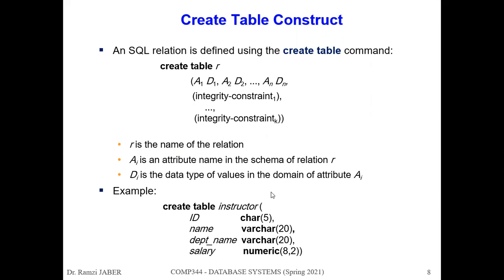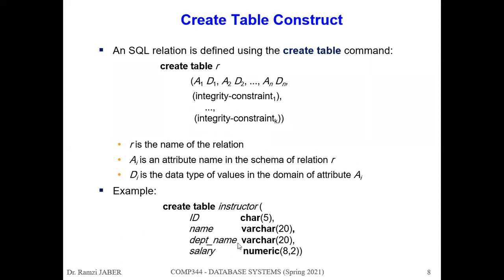Example, create table instructor, open parenthesis, close parenthesis. The first column will be ID, space or tab, char 5. Here the ID is defined as a char 5, 5 characters, not as an integer. So in this example, the ID will be char, fixed at 5 characters, comma, the second column, name, space or tab, varchar 20. So it's variable length here, from 0 to 20.